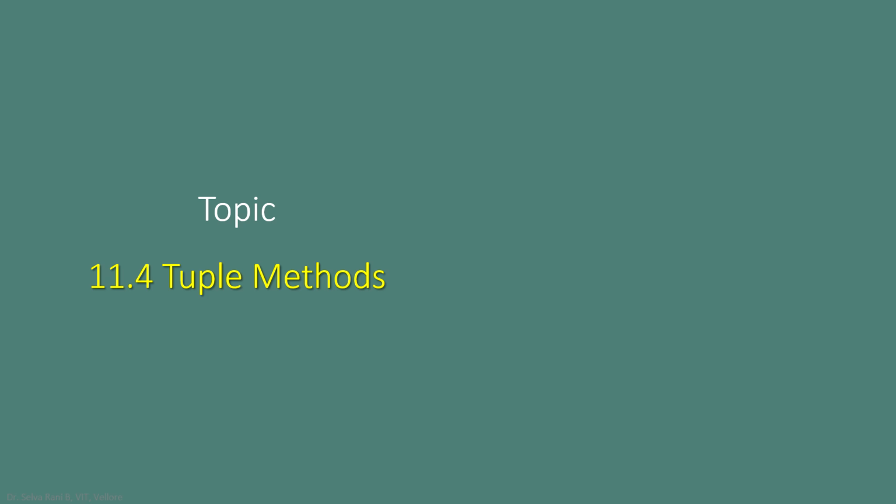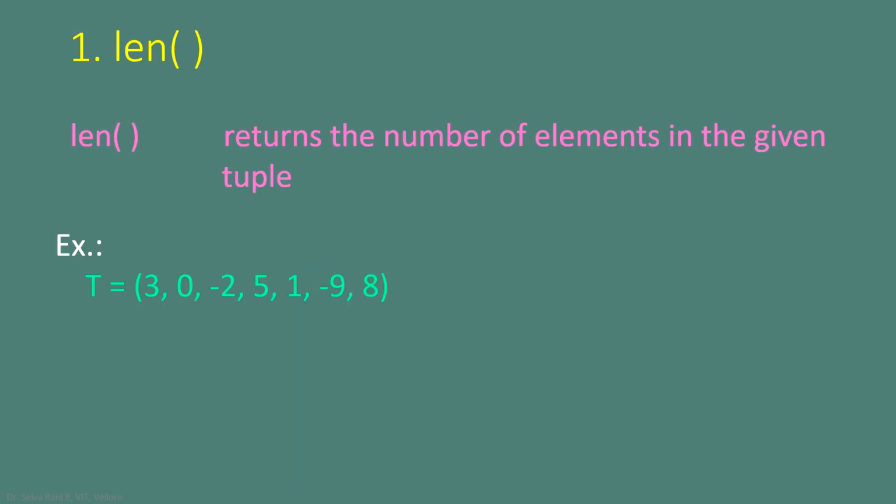In this session, let's learn some methods associated with tuples. For example, if T is a tuple with the elements 3, 0, -2, 5, 1, -9 and 8, and we try to display the length of T, we get the value 7. Hence, the length of this tuple T is 7.